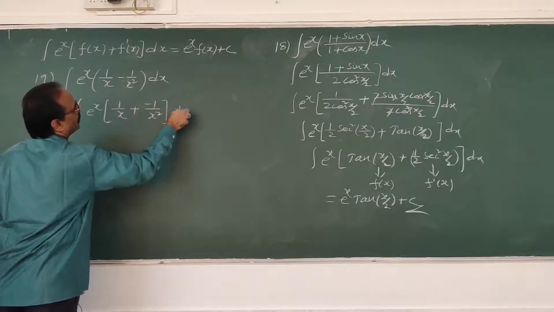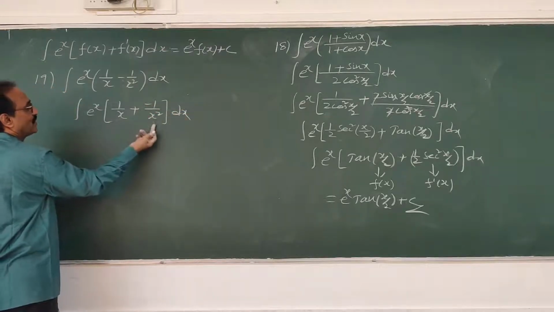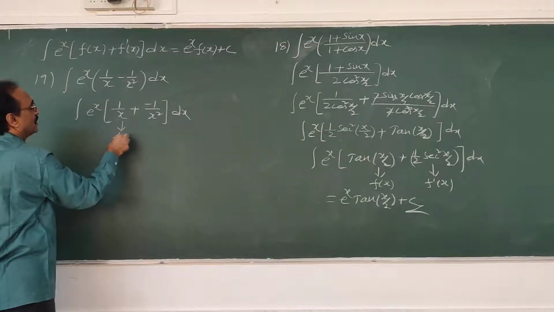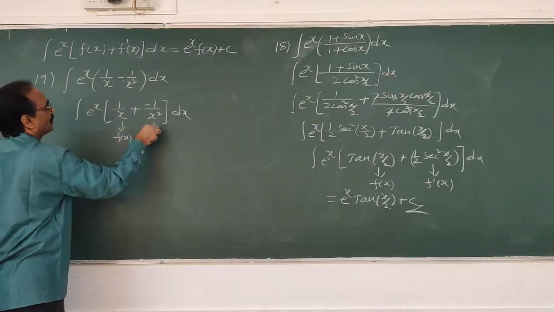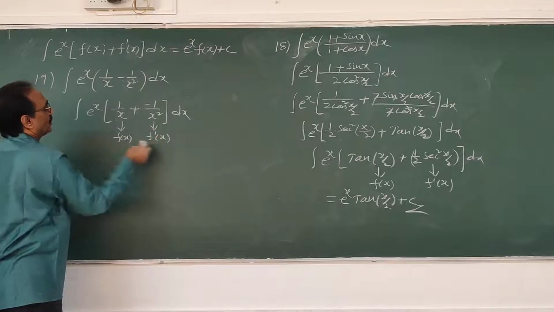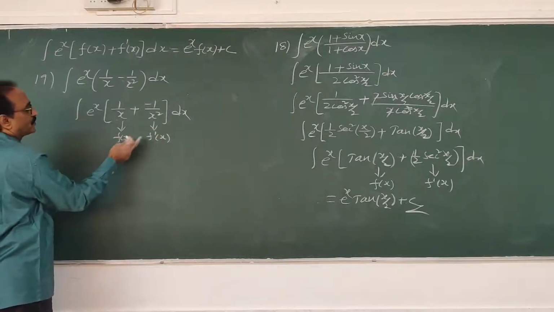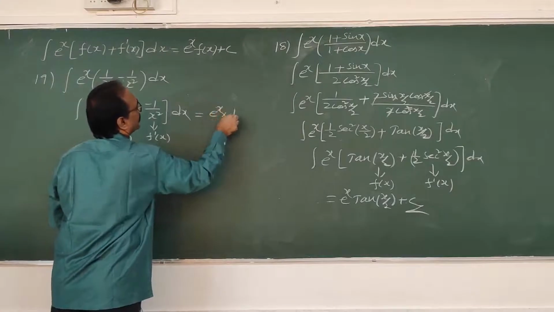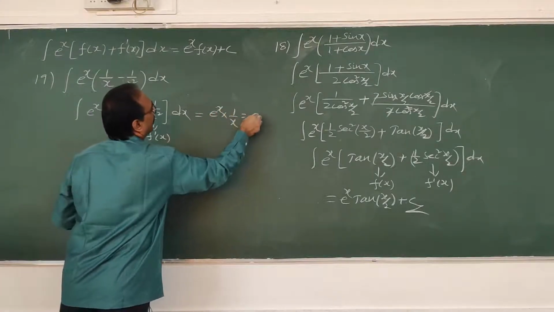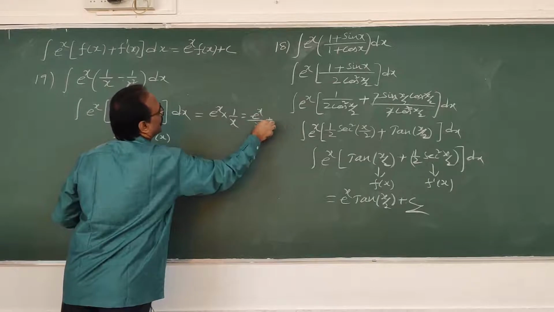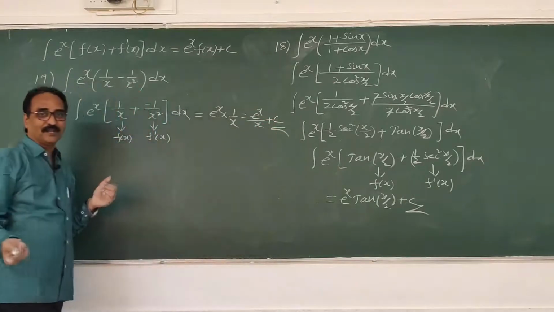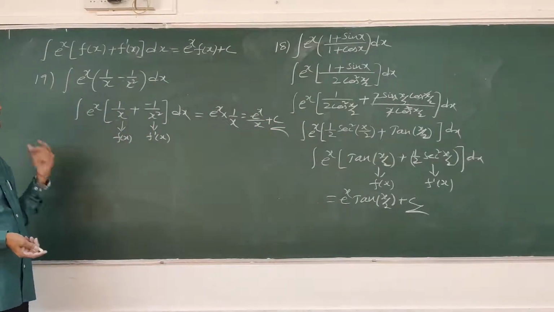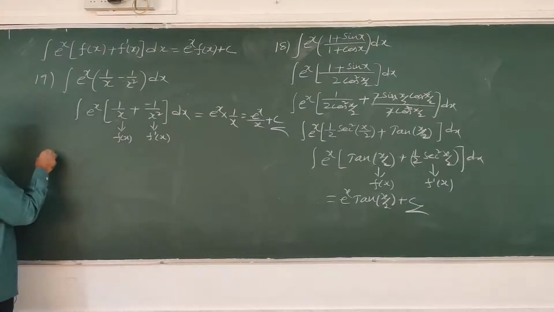Sir, we know it. What is the derivative of 1/x? Minus 1/x². So this is f(x) and this is f'(x). So whenever you put in the form e^x into f(x) plus f'(x), what is the formula? e^x into f(x), that means 1/x. So finally, e^x by x plus c. So you understood, you know? That's why you did it. Okay, no problem. This is problem number 19.